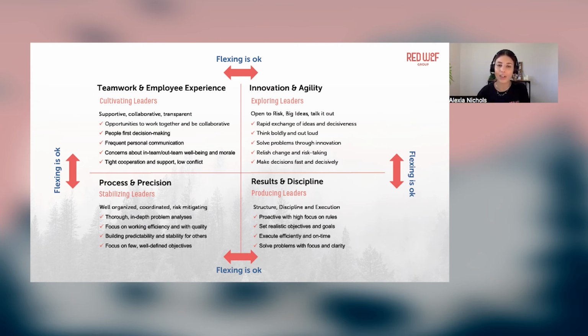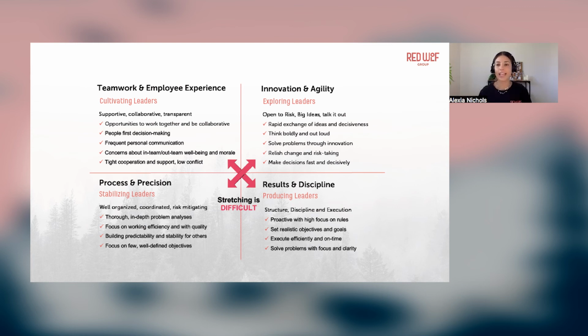Now, where it gets a little bit more difficult is stretching across. So it's very hard, for example, for people who sit within the process and precision quadrant to flex diagonally into that innovation and agility quadrant, and vice versa. Similarly, it'll be really difficult for someone who sits in that team and employee experience quadrant to flex across into results and discipline, and vice versa.